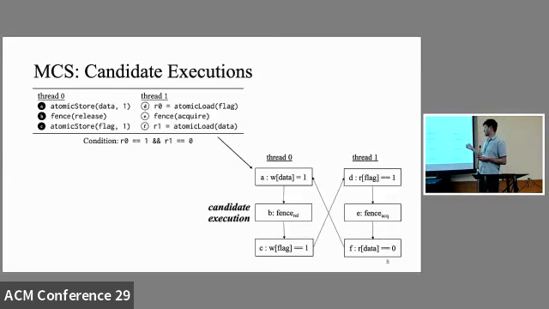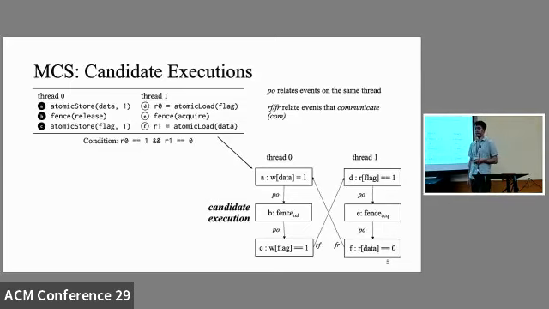Here, there's events, which are the writes, and relations between those events, and the reads. And all of these relations have names. So program order, or PO, relates events on the same thread. So you can see here that A, B, and C are program order related, as well as D, E, and F. There's also communication events, like reads from and from reads.